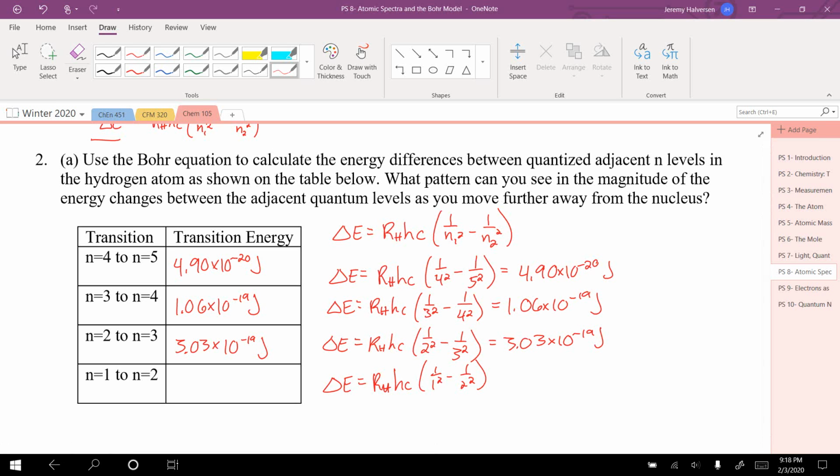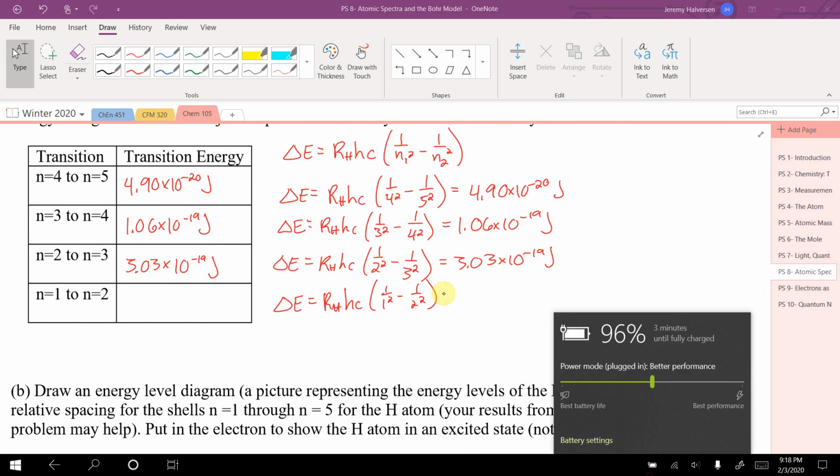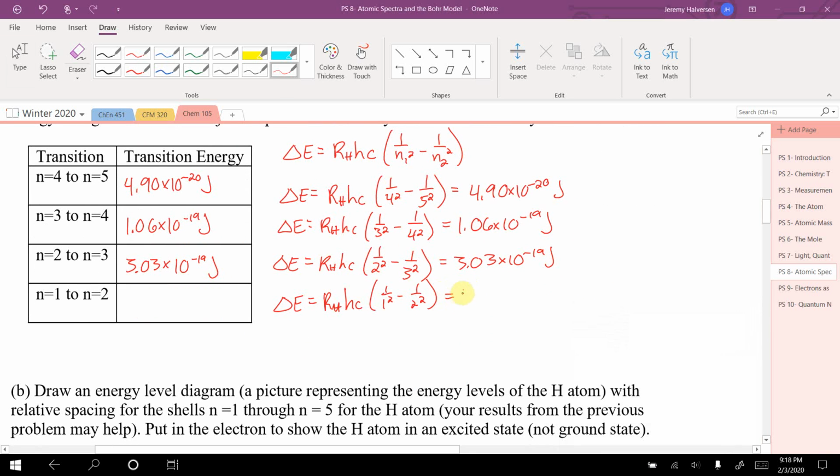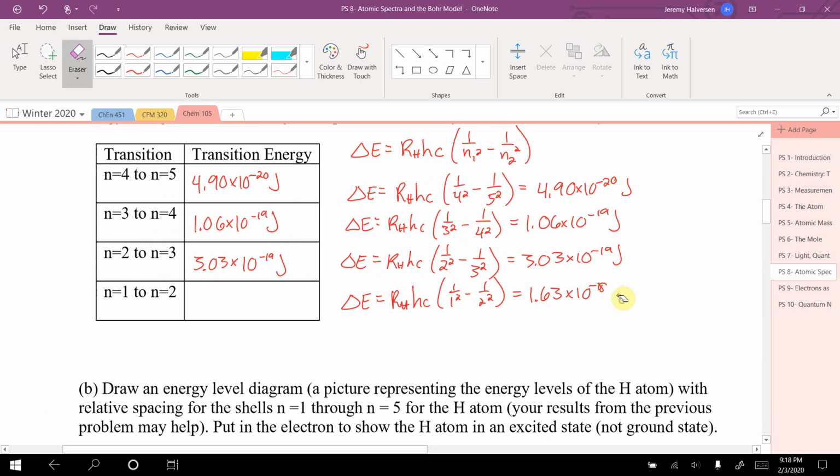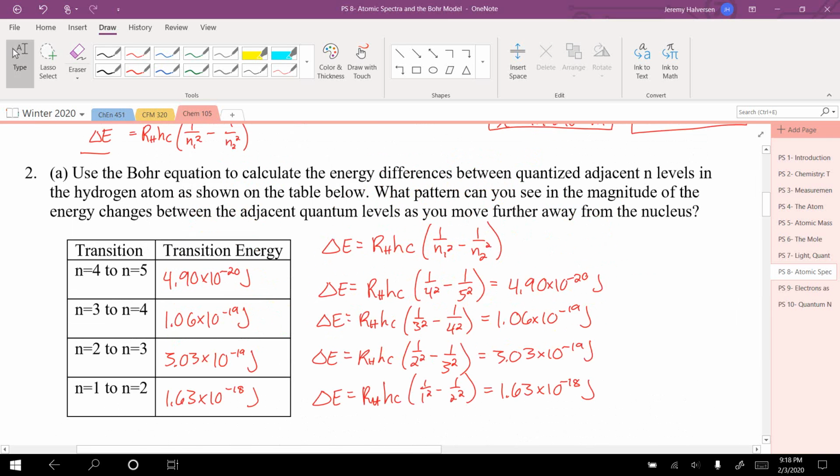And if I flip the n's, it's going to give me the exact same number, but negative, and then at the end of the day, I can just check and make sure the sign is correct. So that's 18. Gives me 1.63 times 10 to the negative 18 joules. Okay, so then it asks an important question.